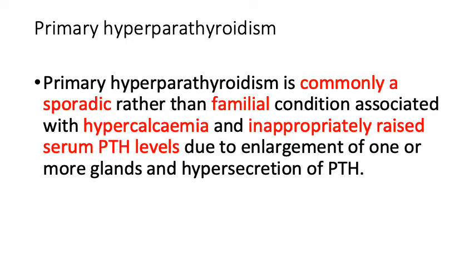The first condition in the parathyroid gland is primary hyperparathyroidism. Usually it is a sporadic rather than familial condition, and it is associated with hypercalcemia and an inappropriate increase in the serum parathyroid hormone levels due to enlargement of one or more glands and a hypersecretion of parathyroid hormone.